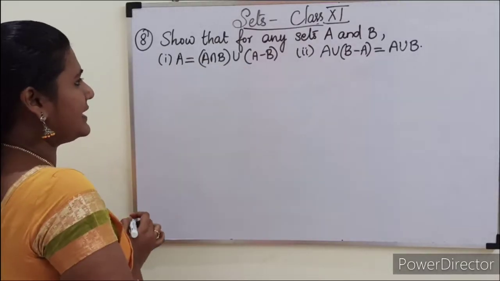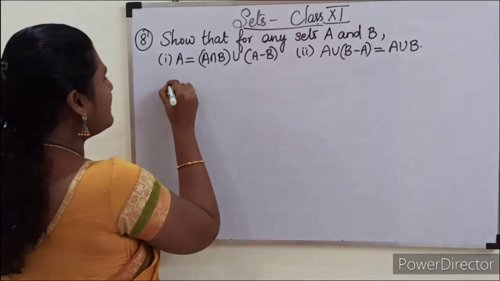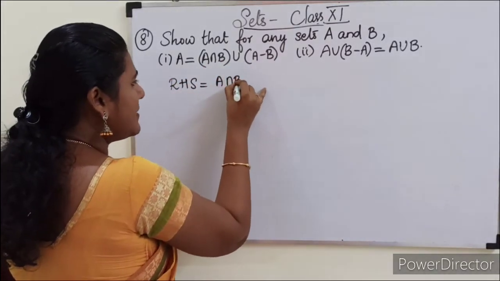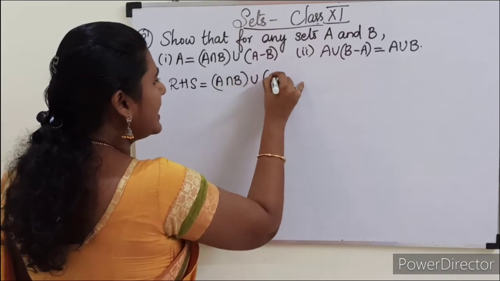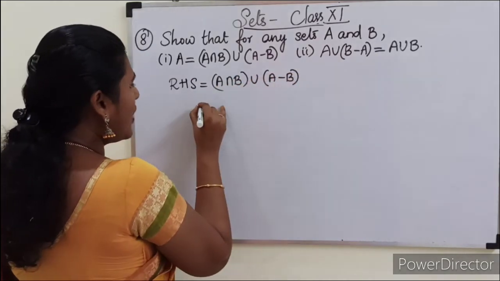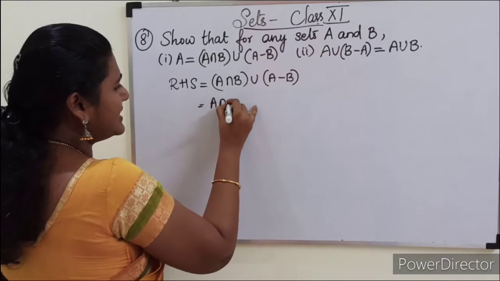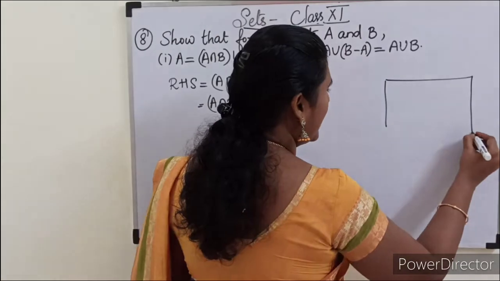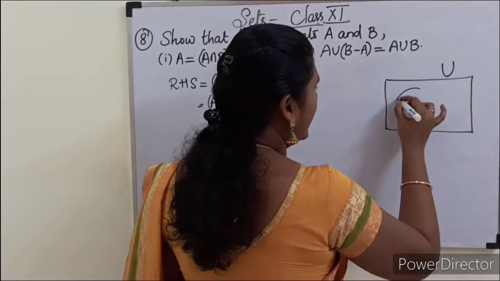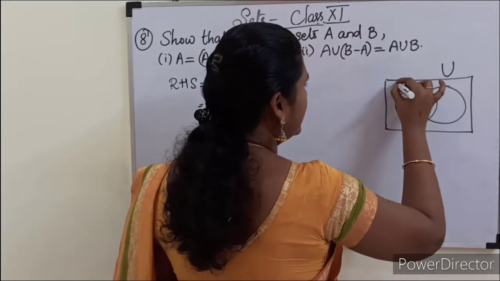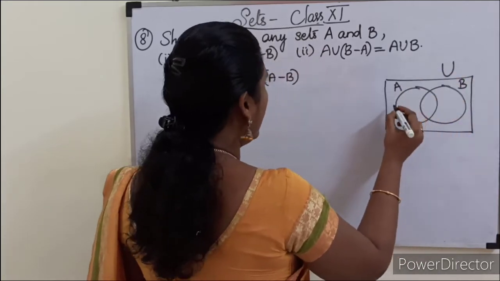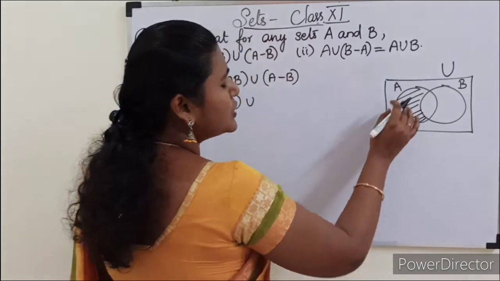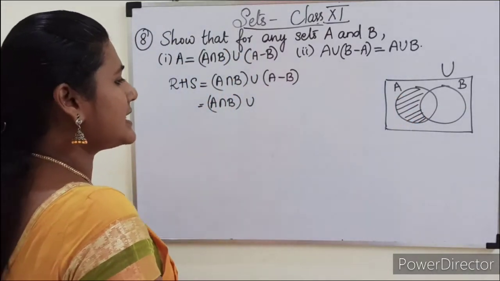First condition we will take. Here we will start with the right side expression: A intersection B union A minus B. How can we simplify this? We will see now. What is this A minus B? We are going to see it in a Venn diagram. Here, this is the set A and B. A minus B is this region.